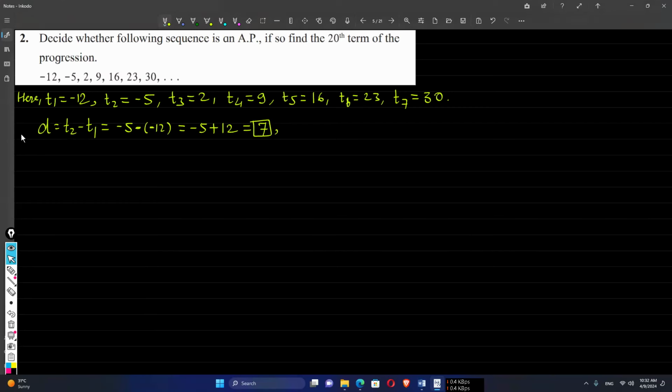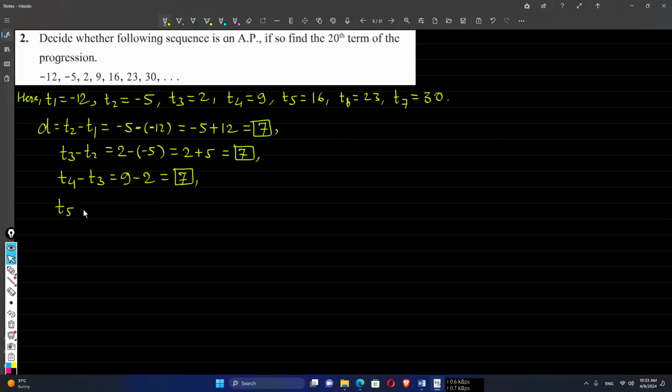All right. Again, t3 minus t2. Let's find this difference. So t3, which is positive 2, minus minus 5, which is equal to 2 plus 5, which is equal to again 7. Now t4 minus t3, t4 is 9 minus 2, which is equal to again 7.